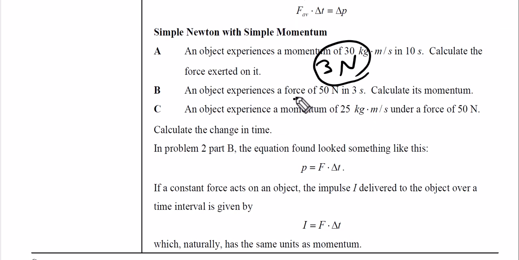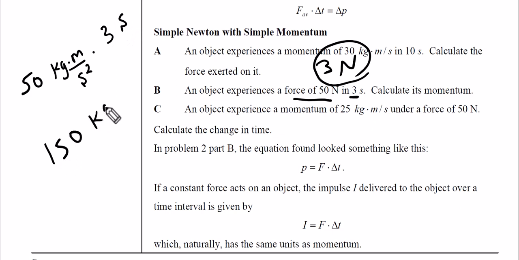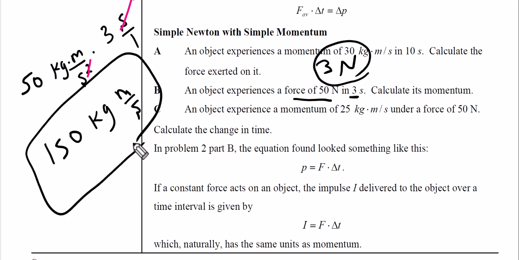Part B, we are given the force and the time. I want the momentum, so I'm looking for P, so that's the 50 newtons. But let's write Newton as a kilogram meter per second squared, and then multiply that by the time, which is 3 seconds. We get 150 kilogram meters. One of these seconds cancels out this one here, so that's a kilogram meter per second, and that's the appropriate unit for momentum.